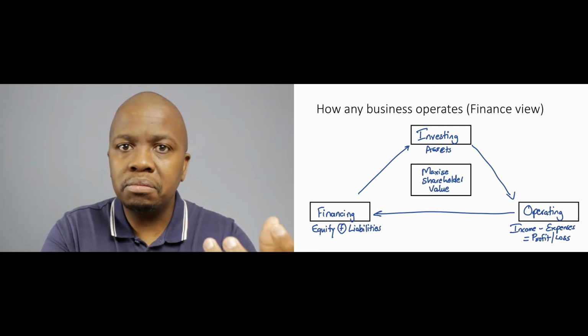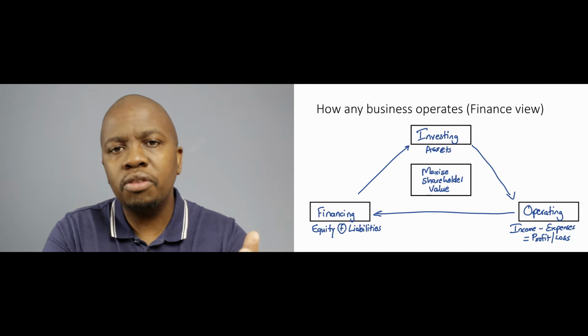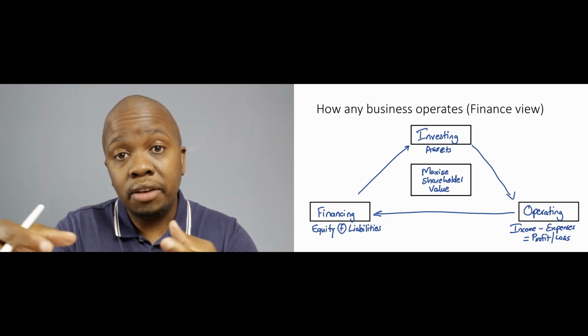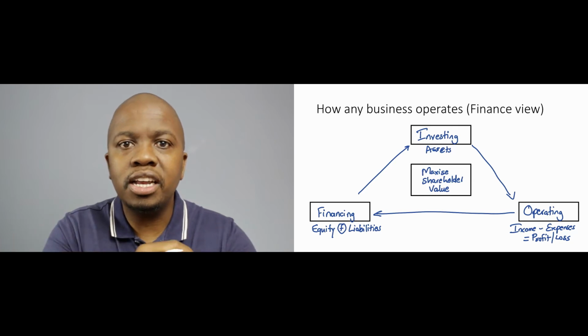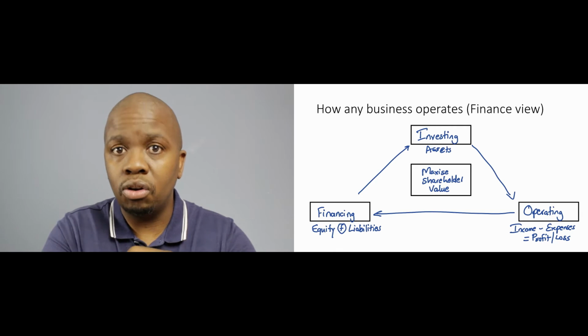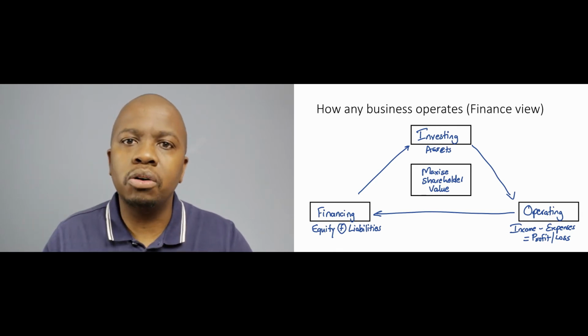That gives us income, and we incur expenses because we have to pay people, we have to buy stock, we have to do other things, and we'll have expenses. The difference between the income and the expenses is then your profit or your loss, and that belongs back to shareholders as well.